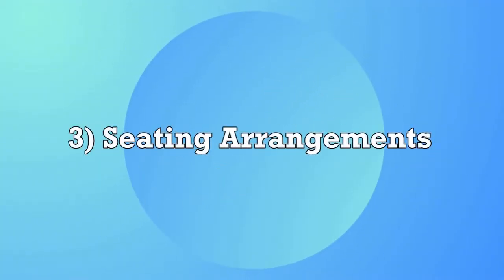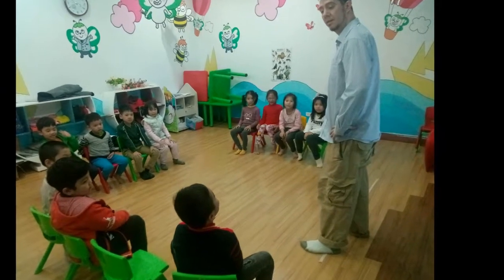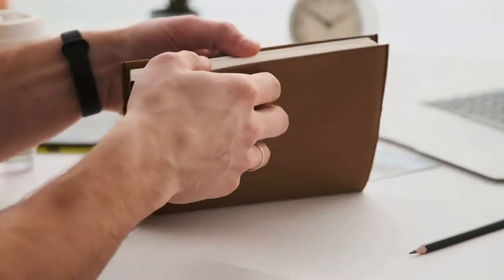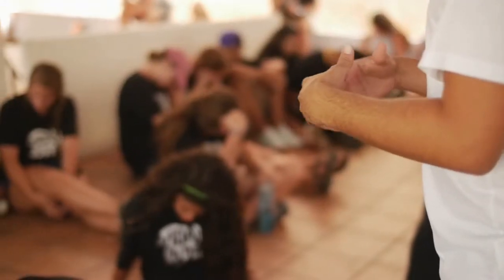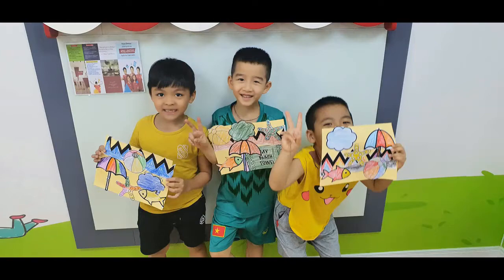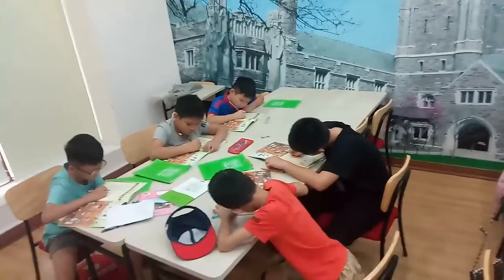Number 3. Seating arrangements. This can be a crucial part of managing a particularly naughty or disruptive set of children. For a start, you as the teacher need to be aware of who is causing the distractions and why. Are they frustrated? Are they bored? Can they see the board?